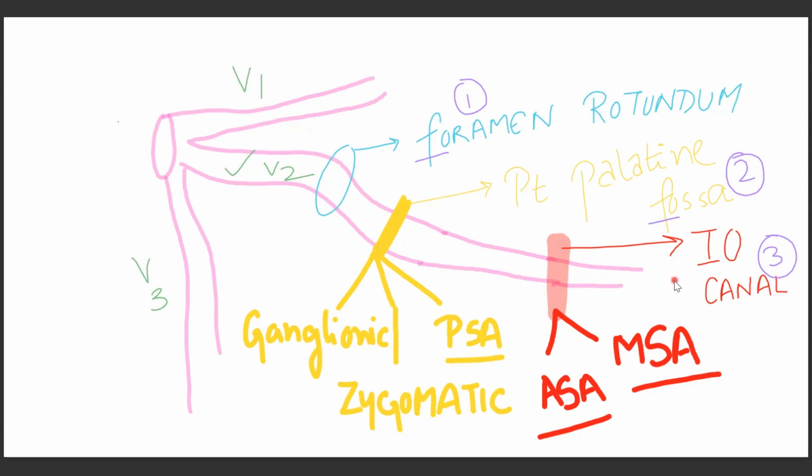So in the infraorbital canal, it gives off its two branches, which are the ASA and MSA. ASA is anterior superior alveolar and the other is the middle superior alveolar. Anterior superior and middle superior.